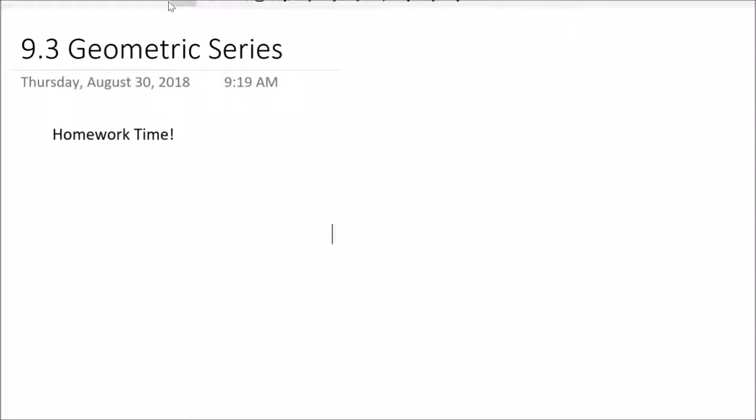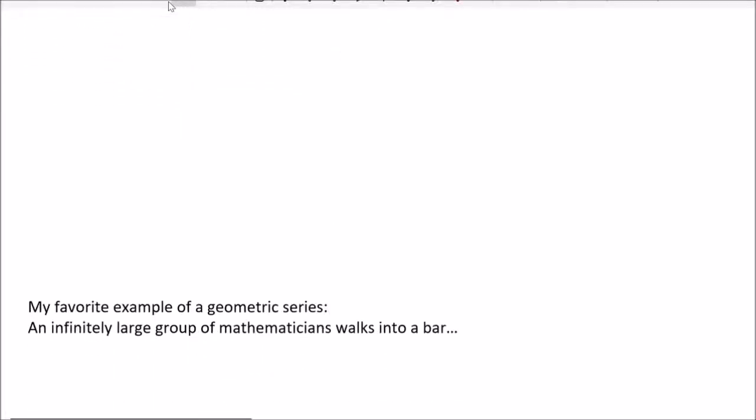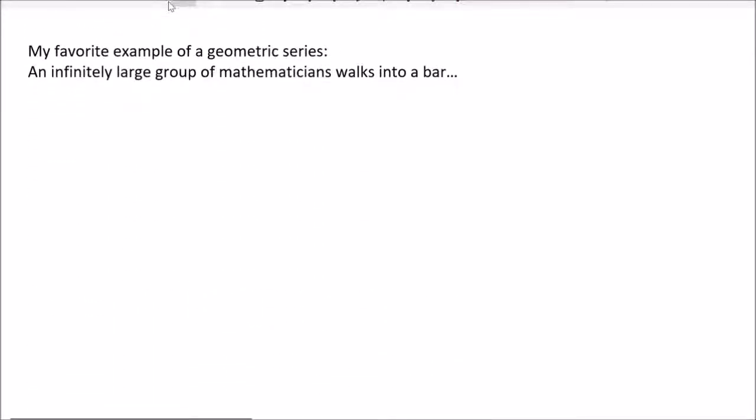We're back at it again today, and today we're going to be learning about geometric series. Last time we talked about arithmetic sequence and series, and what that meant is that our pattern was addition. So geometric series then, that's going to be denoted by a pattern that is multiplication. So let's start with my favorite example of a geometric series.